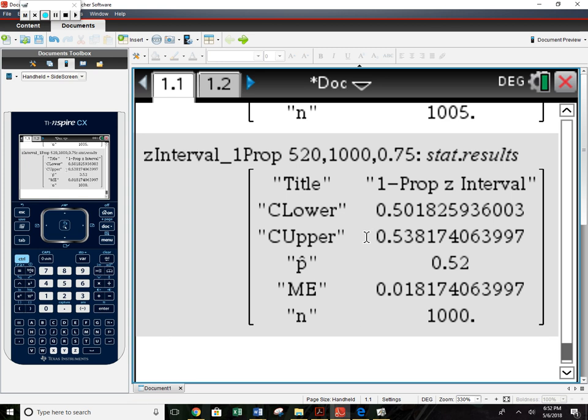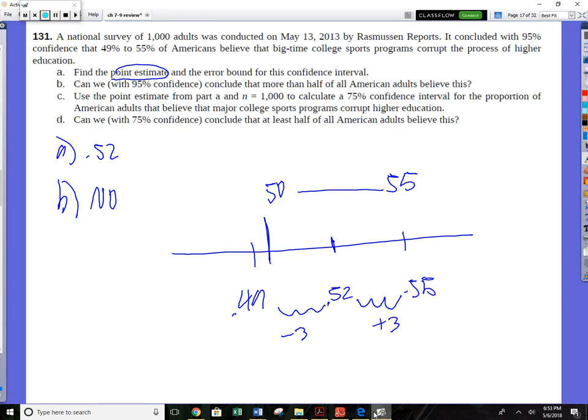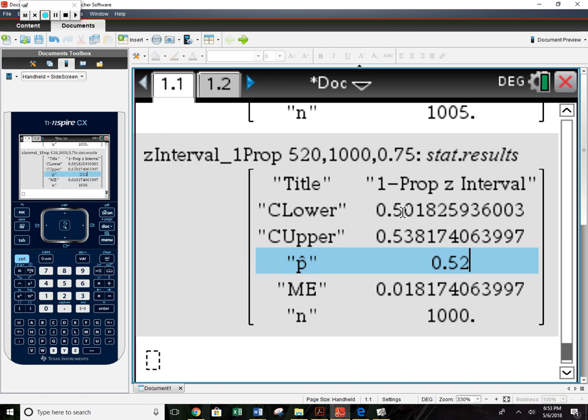Okay, here we go. So your lower limit's going to be 50.2%. Your upper limit's going to be 53.8%. Same point estimate. This is your point estimate, p hat. Wow, my margin of error is 0.018. So the question is, can we, with 75% confidence, conclude that at least half of Americans believe this? And your answer is yes, because my window is 50 to 54%.